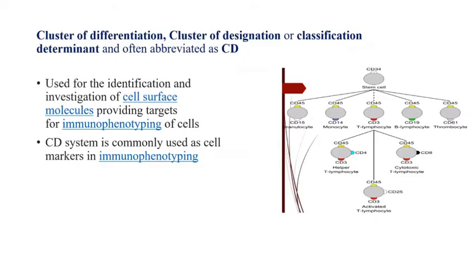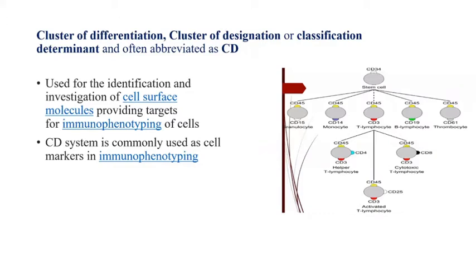For immunophenotyping, we use cluster of differentiation, and this is a system which is used to identify and investigate the cell surface markers expressed on a particular cell. Like a stem cell will express CD34. So when we do IHC for CD34, only the stem cells will get highlighted. With the help of cluster of differentiation, we are able to define the lineage of a particular cell.